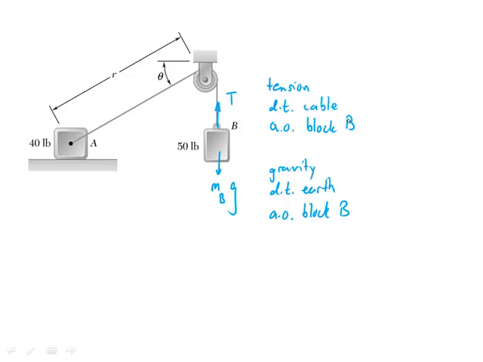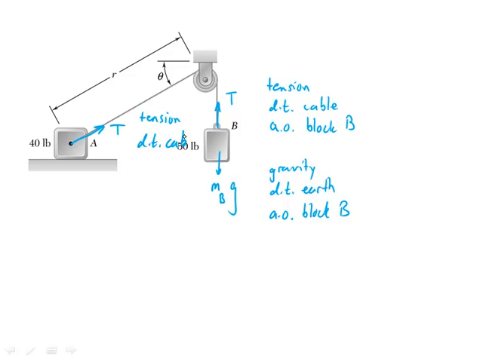Now you might want to say, well, block B is then pulling block A, but really it's not. Block B is not touching block A. So block B cannot exert a force on block A. What it can do is exert a force on the rope, and that's what the tension is. So there'd be tension due to block B acting on the rope, and then that tension will go all along the rope until finally it acts on block A. So there's the tension over here, T.